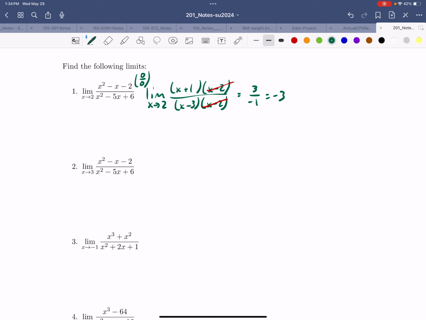So for number 2, same sort of thing, but if you plug in x equals 3, well, you actually get, let's see, 3 squared minus 3 minus 2 all over 3 squared minus 15 plus 6. This winds up giving you, is that 4, I think, over 0? So this just boils down to it. You know this is an infinite limit or it's not going to exist, right? Limit as x approaches 3 from the left of this lovely thing right here.